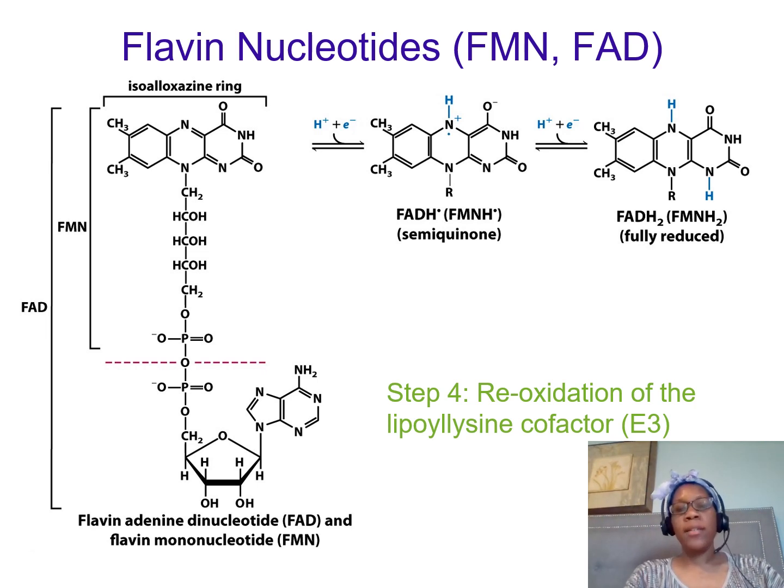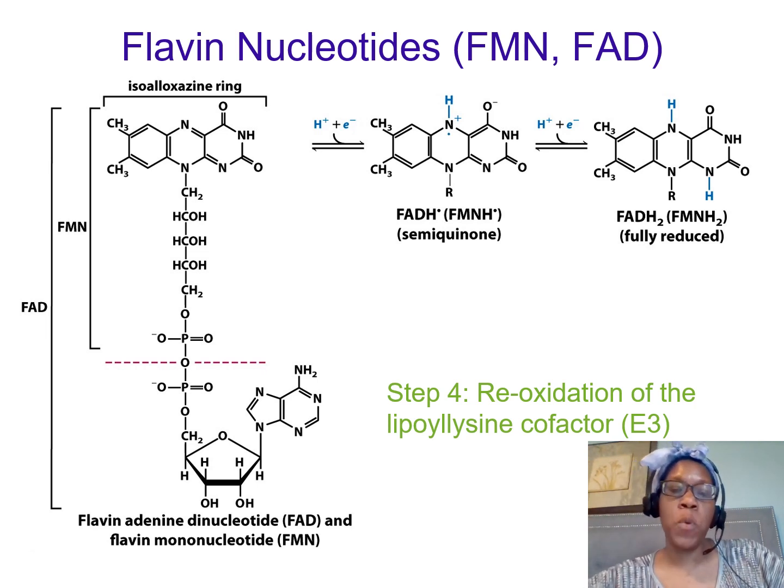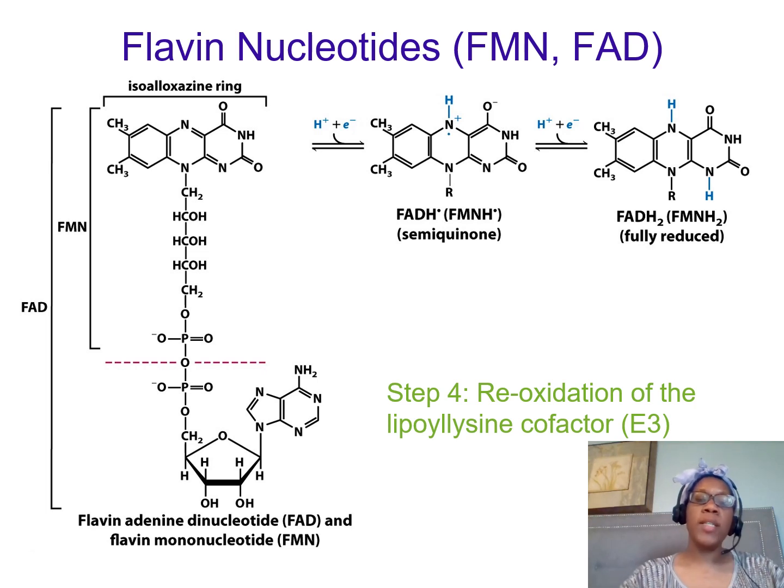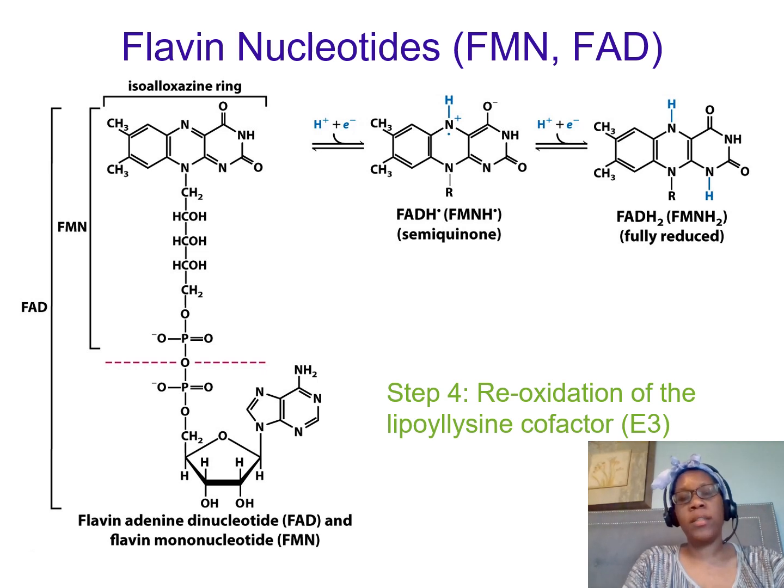Now that we have utilized or created our acetyl-CoA, then we need to regenerate our enzyme. And so steps 4 and 5 are about regenerating our cofactors. Step 4 is the reoxidation of the lipoyllysine. So we reduced it before, and we need to get it back to its original form and reoxidize the lipoyllysine cofactor. And we're going to utilize FAD. You might have heard of FAD. We'll see that a lot later in oxidative phosphorylation and the citric acid cycle.